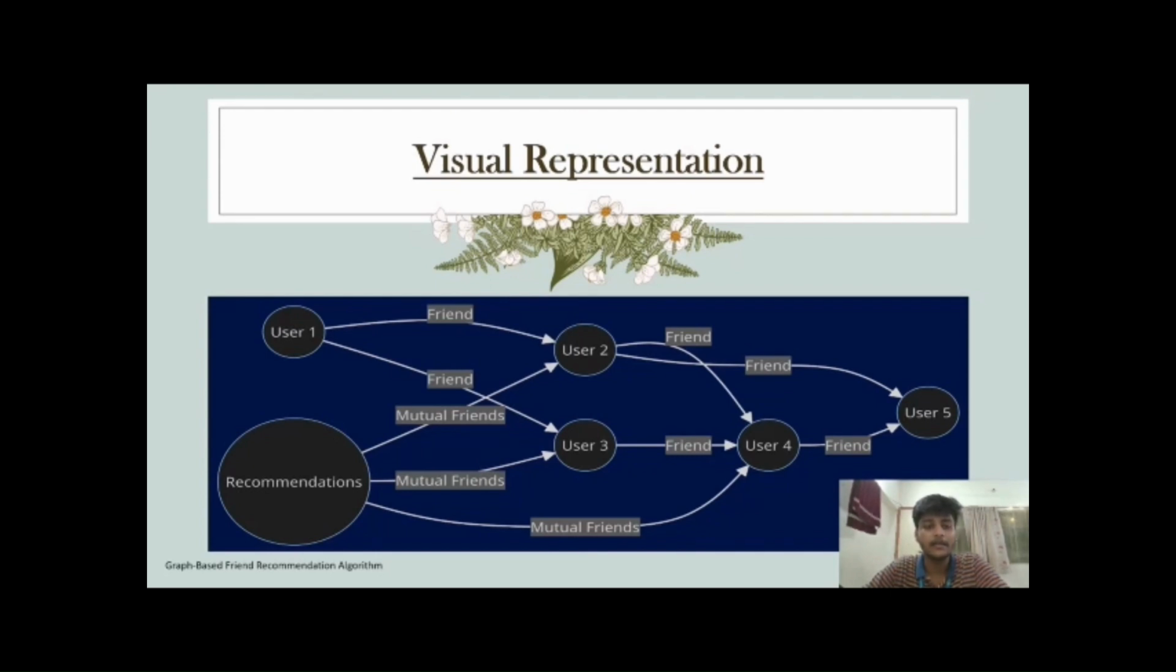So here, user one is a friend of user two, and it will be connected to user three, and there will be a recommendation where they can make mutual friends and so on, and they will connect different users to different ones, and this is the only thing we have done in this.